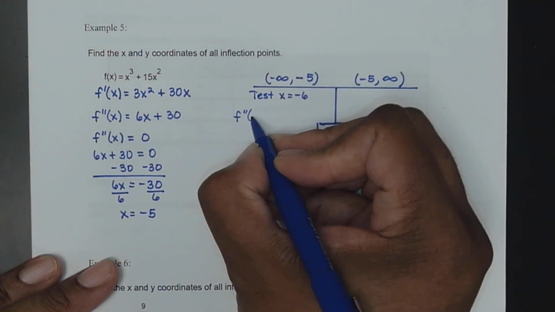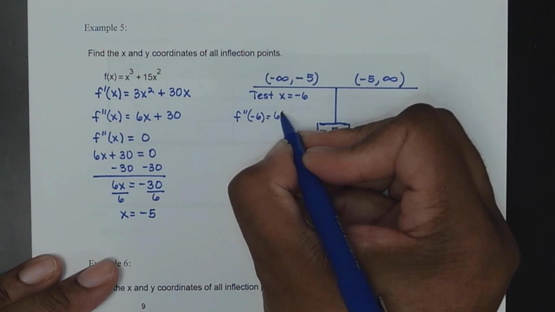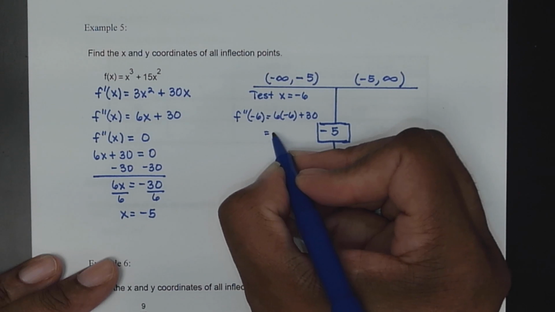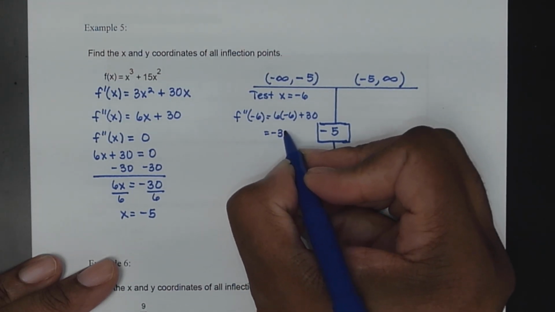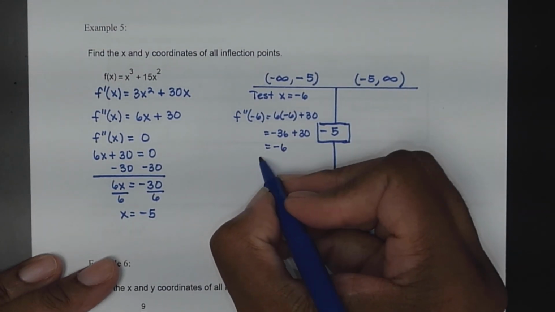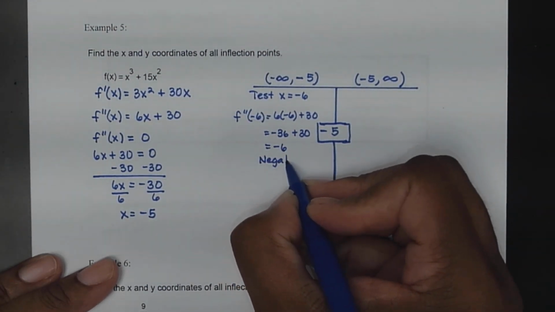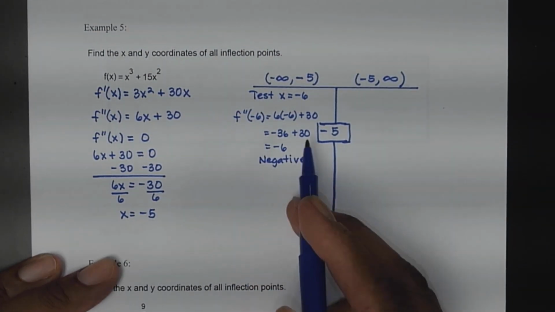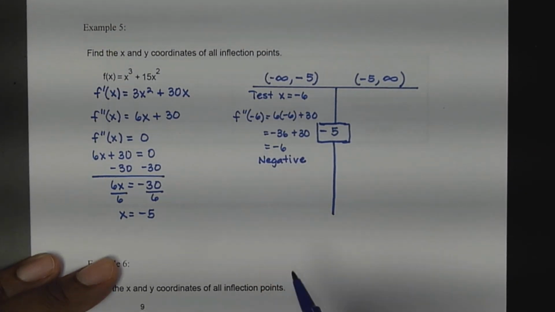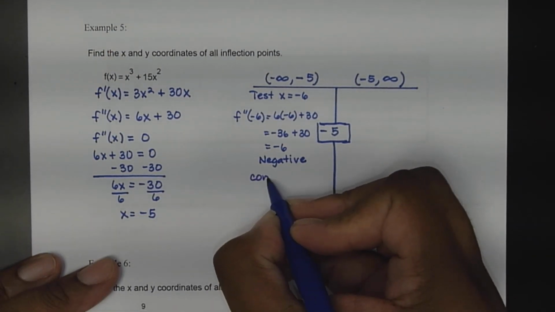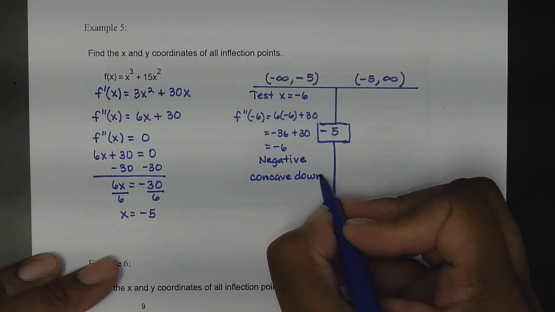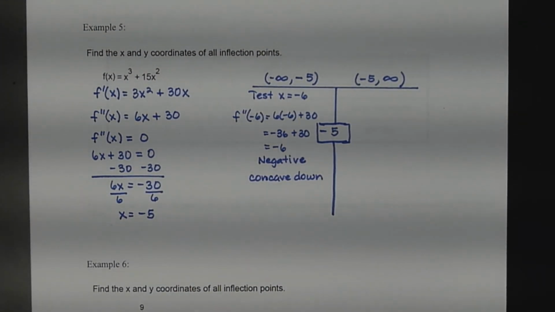So f double prime of negative 6 would be 6 times negative 6 plus 30. 6 times negative 6 will be negative 36. Negative 36 plus 30 is negative 6. So here it's negative. That means from negative infinity to negative 5, the graph of the function would be concave down.